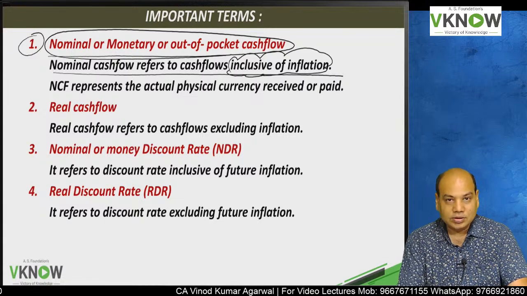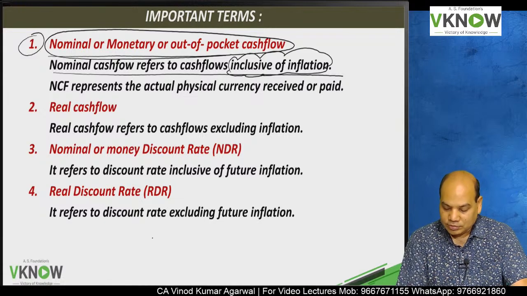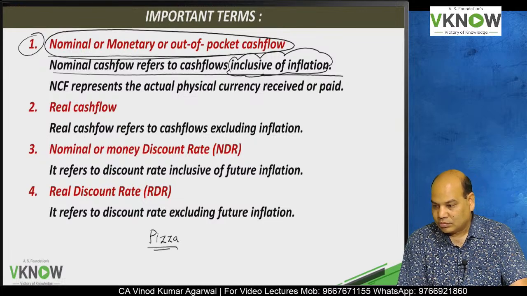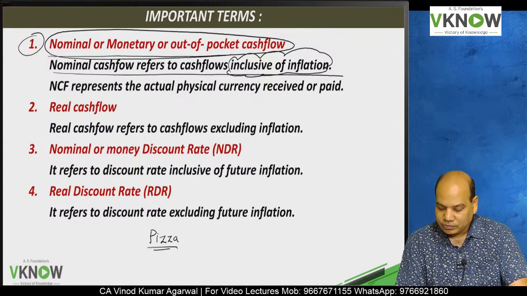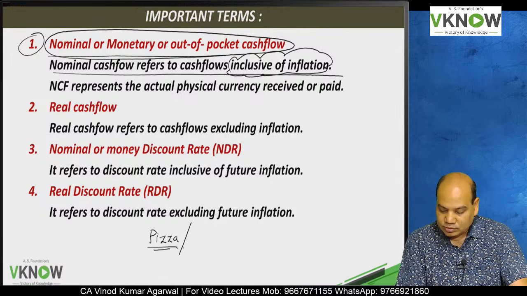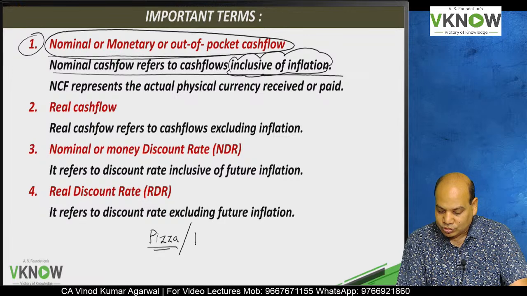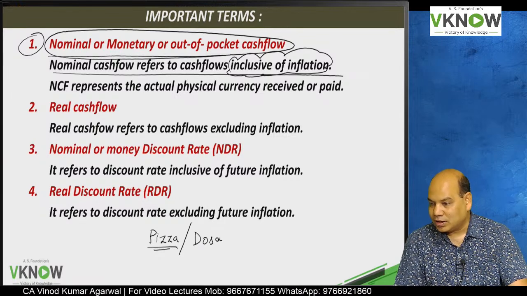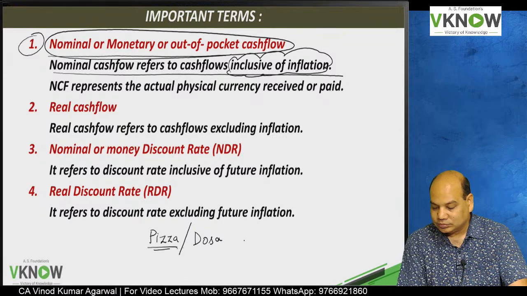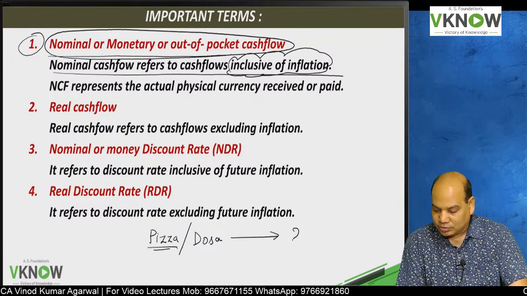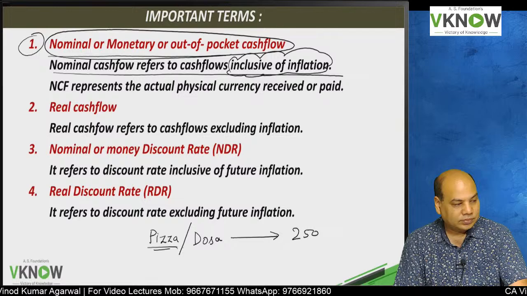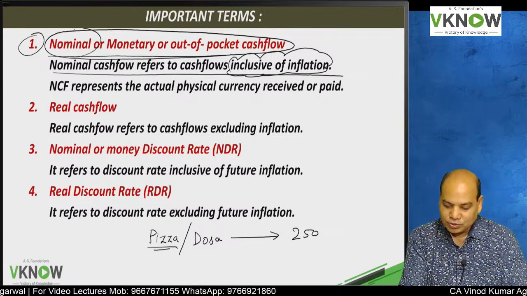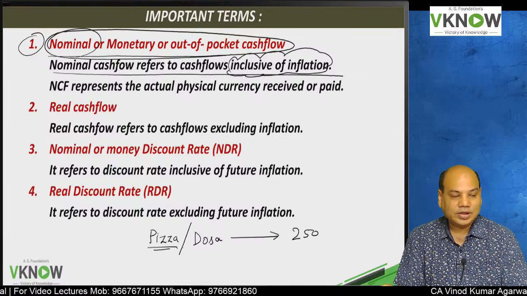What does that mean? Let us say you go to buy a pizza today after the class. Or those who are in South India, let us say you go to buy dosa. You pay a price for that. How much do you pay? You pay 250 rupees, for example. What is this 250 rupees? Is it nominal cash flow or is it real cash flow?